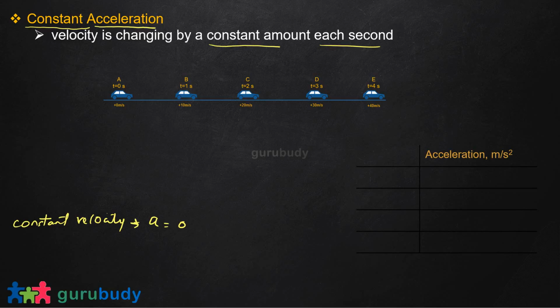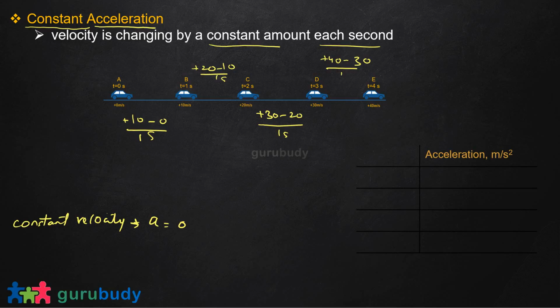Now in this example we see the object is traveling from point A to B to C to D and E. So let's calculate the acceleration in each of these intervals. Between A and B, the acceleration is plus 10 minus 0 divided by 1, right? In between B to C, the acceleration is plus 20 minus 10 divided by 1. C to D, plus 30 minus 20 divided by 1 second, right? And then D to E is plus 40 minus 30 divided by 1.